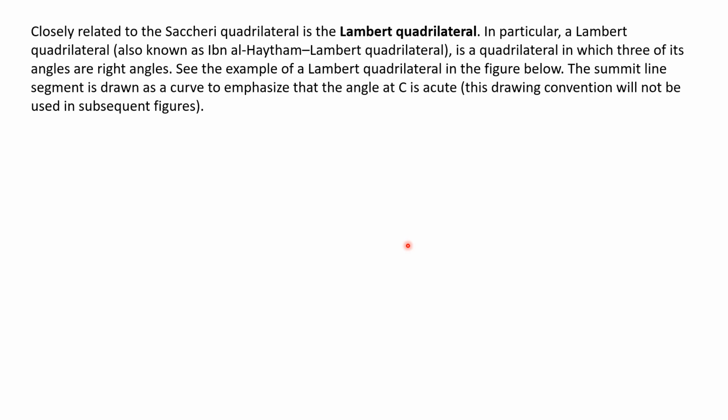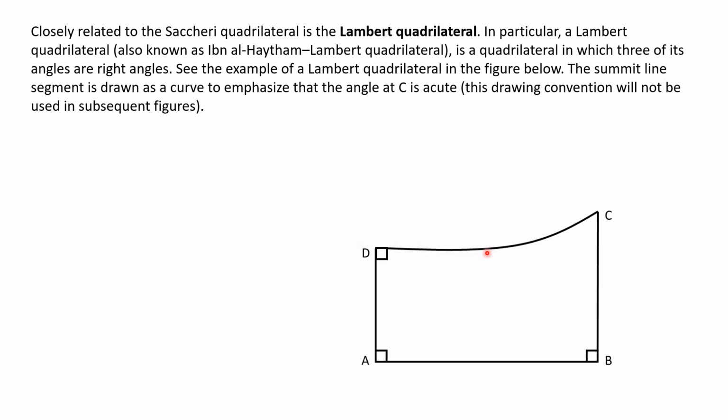Closely related to the Saccheri quadrilateral is the Lambert quadrilateral. The Lambert quadrilateral, also known as the Ibn al-Haytham Lambert quadrilateral, is a quadrilateral in which three of its angles are right angles. And I have a diagram of it below. The summit line is drawn, let me show it to you first. The summit line is drawn curved just to emphasize this is an acute angle in here, and then these three angles are right angles.